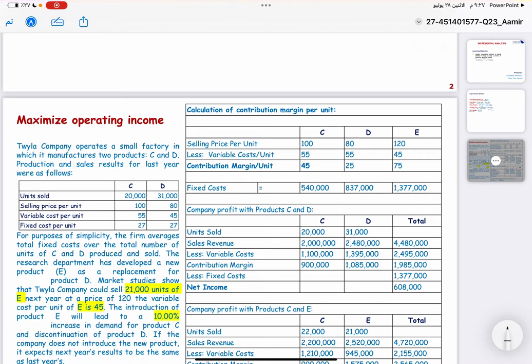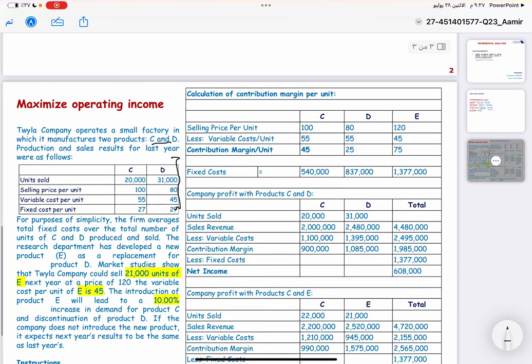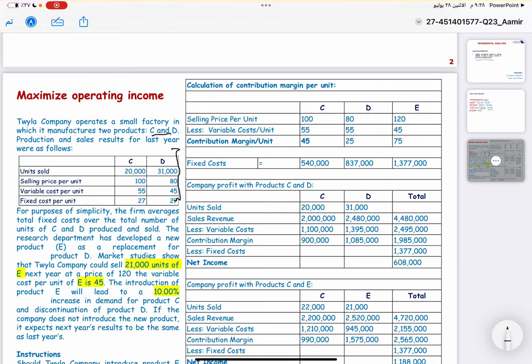Okay, a company operates a small factory in which it manufactures two products, C and D. Production and sales results for last year were as follows. This is production and sales for last year. But now we have a new product, E here. The first schedule is from the question, except the contribution margin.